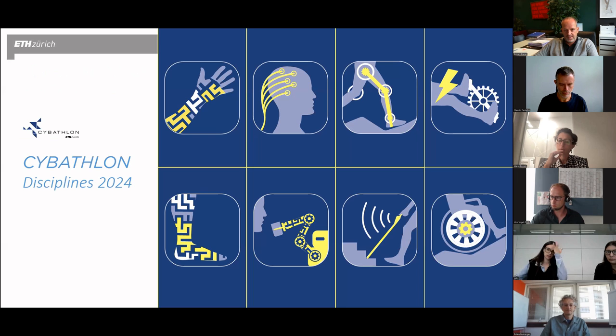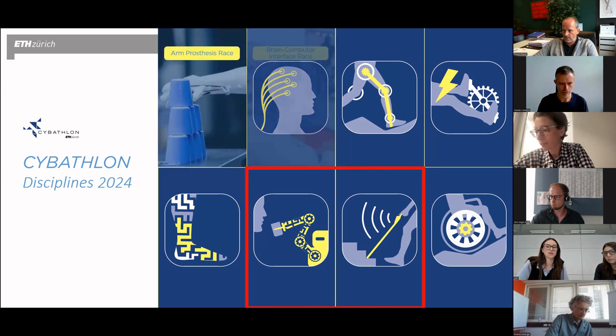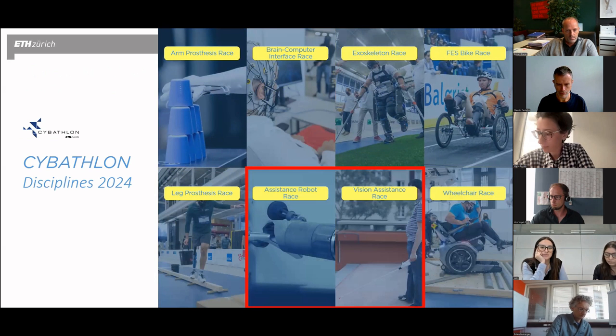Now, the new event will come in a bit more than a month, again in the same stadium. We have now two more disciplines created. Besides the six ones presented before, we have now an assistance robot race and a vision assistance race.